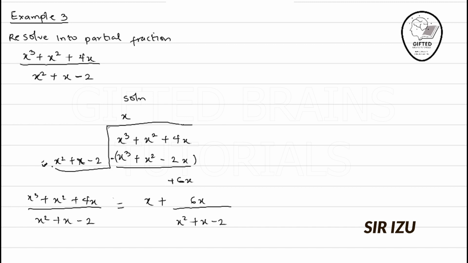And now it is this one, what we have here, that we separate by partial fractions, because it is the fraction. This x is a whole. You can't separate this x by partial fractions.